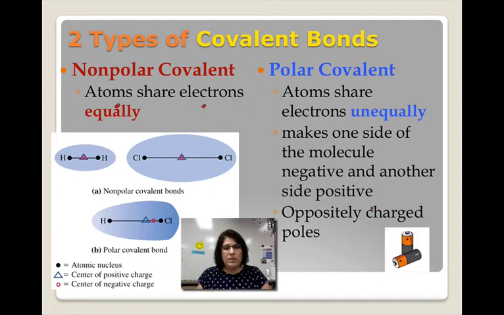Two types of covalent bonds. The first one is called nonpolar. That's the easiest one to talk about. It's where the atoms are sharing equally. There it is. They're sharing equally right there.